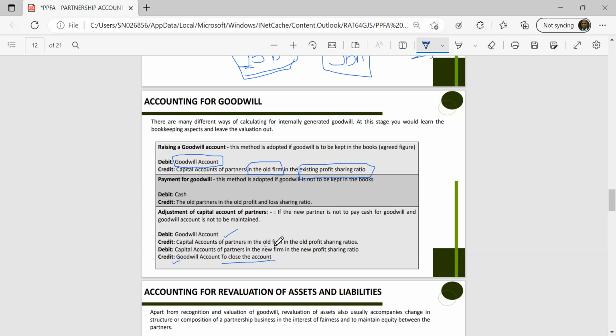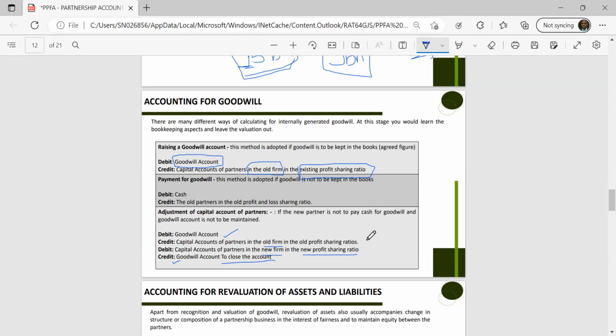This is what? The first one is in the old firm. The second one is what? In the new firm. You debit the capital accounts of the partners in the new firm in the new profit sharing ratio, and you will credit the goodwill to close the account. So these are now what will be left.